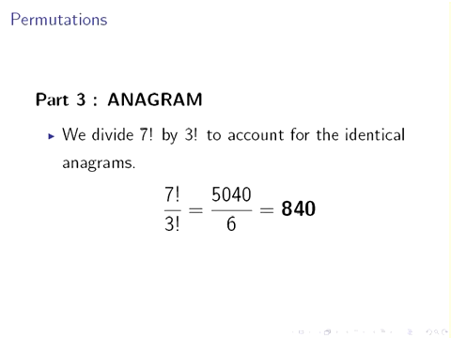So what we do in this case is we divide 7 factorial by 3 factorial to account for all the identical anagrams. So it's the number of copies of the same letter. The factorial of that is what we divide by. So it's 7 factorial divided by 3 factorial. That is 5040 divided by 6. So there are 840 unique anagrams of the word anagram.